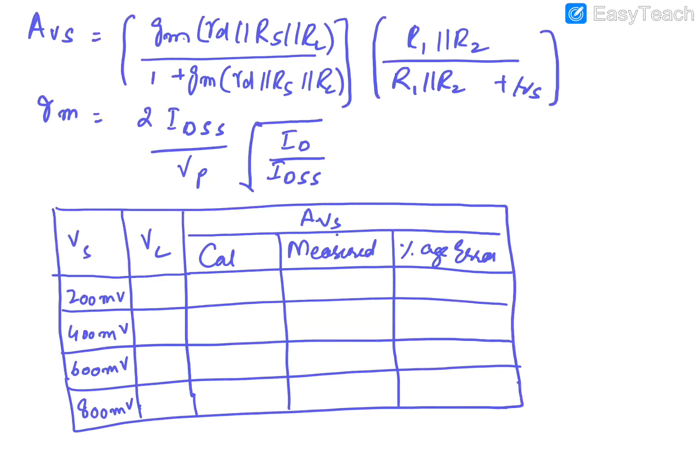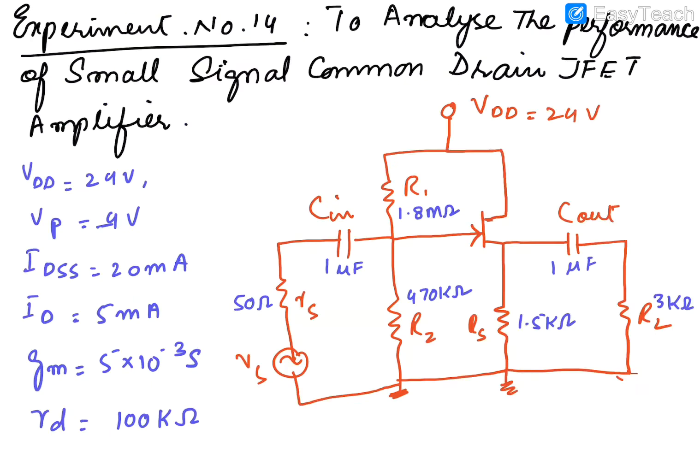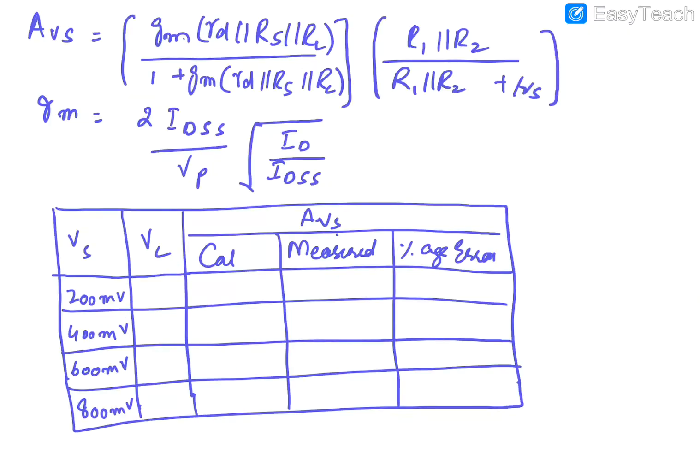Transconductance can be found using the formula 2 IDSS over VP times the square root of ID over IDSS. So in this case, we have taken the value of IDSS to be 20 milliampere, ID is 5 milliampere and VP is minus 4 volt. When you put these values, you will find the value of GM to be 5 into 10 raised to the power minus 3 Siemens using this formula of transconductance.